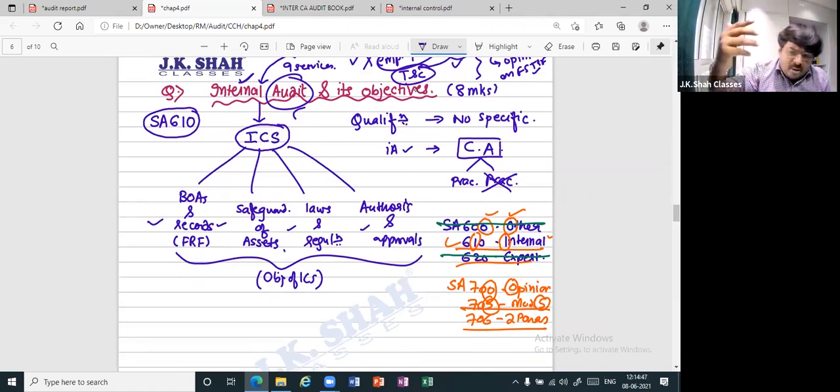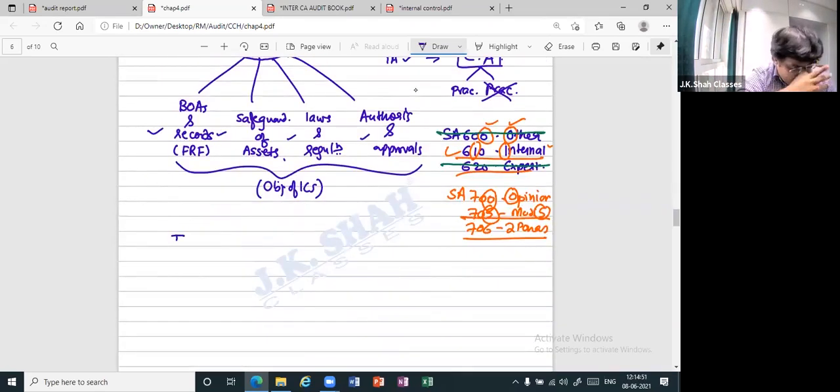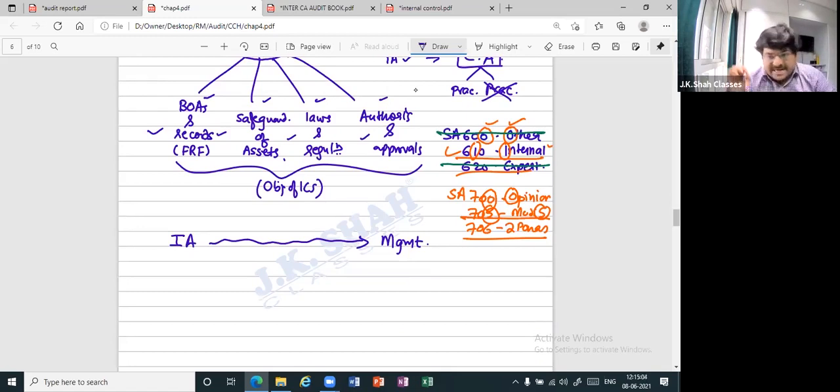Now, assume that internal audit is applicable. Then what will the internal auditor do? Can I say the internal auditor will check the ICS? Once he checks the ICS and all the supporting functions, he will report to the management. Now, when he reports to the management, will he report orally? No, in writing, in the format of a letter, which is known as a letter of weaknesses and suggestions.